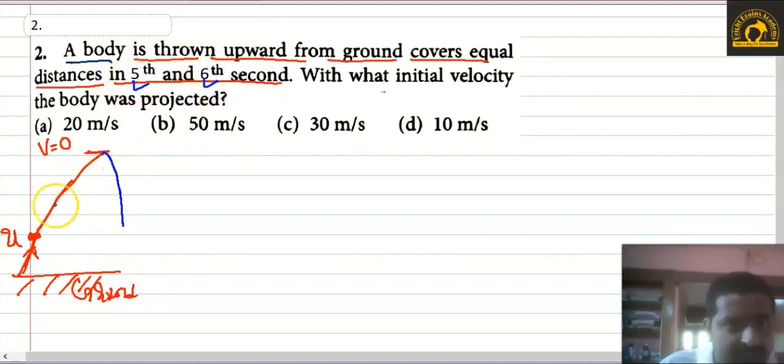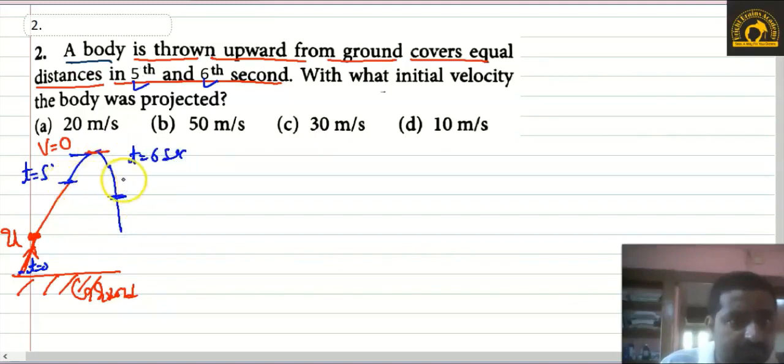So 5th and 6th second means initially the time is 0 at the ground, it is 1 second, 2 second, 3 second. So this is the 5th second. Okay, so in the 5th second, the time is equal to 5th second, it covers this distance. Then the time is equal to 6th second, it covers this one. Both the distances are same. Okay, so this distance and this distance, both the distances are same.